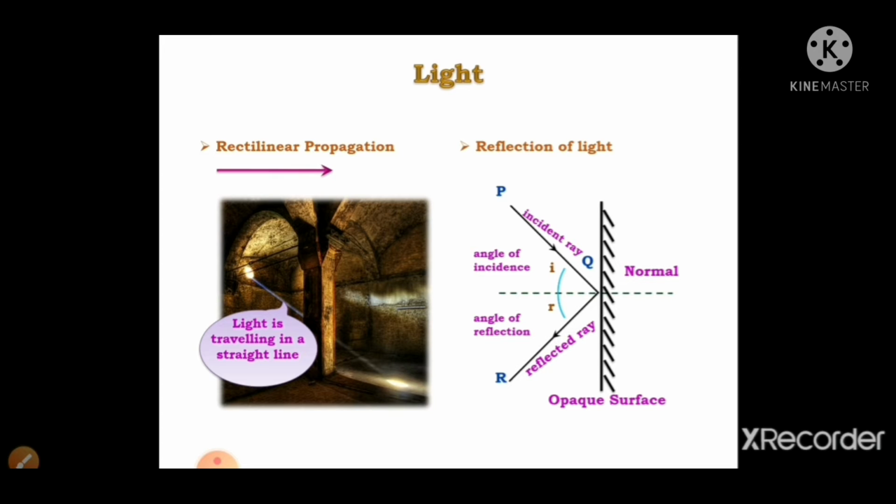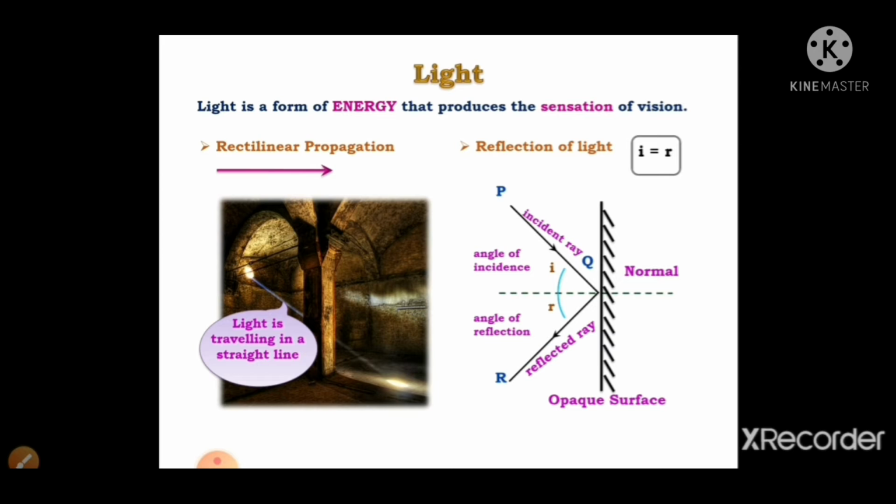From this we can say that i is always equal to r. That means if the angle of incidence is 30 degrees, the angle of reflection is also 30 degrees, right? So they are always equal. We have seen this in lower classes also. This is called the laws of reflection of light. So what is light? Light is a form of energy that produces the sensation of vision. That means with the help of light you can see everything. If there is no light, you cannot see anything. If you want to see any object, light is required. Vision means to see, right?